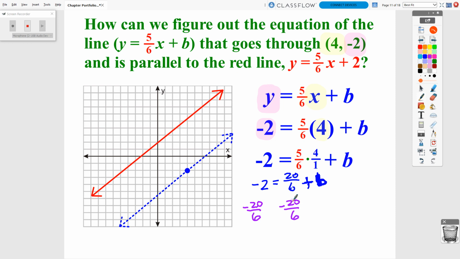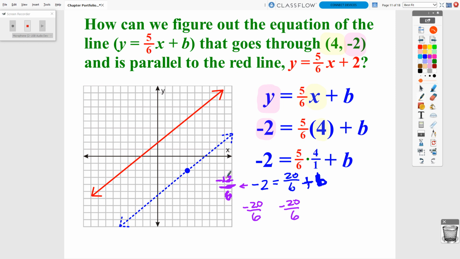So now I need to subtract 20/6ths from -2. And what I'm going to do is make this more of a mental math problem. Mental math, what does that mean? So I'm going to convert this -2 into a fraction of sixths so that I have common denominators and I can add the numerators. So what number divided by 6 would give me the same thing as -2 overall? Well, it'd have to be -12, right? -12 divided by 6 is -2.